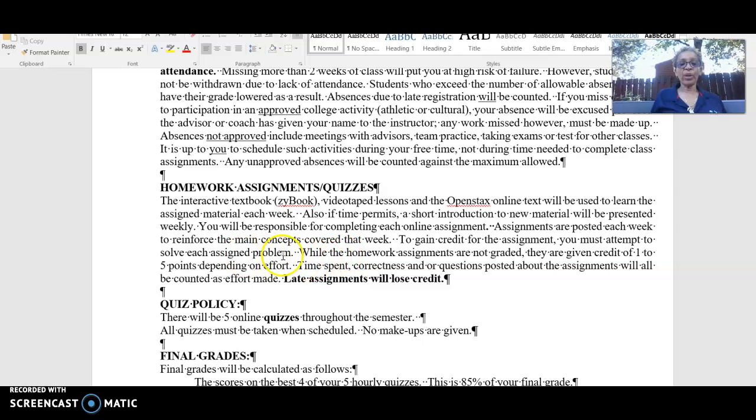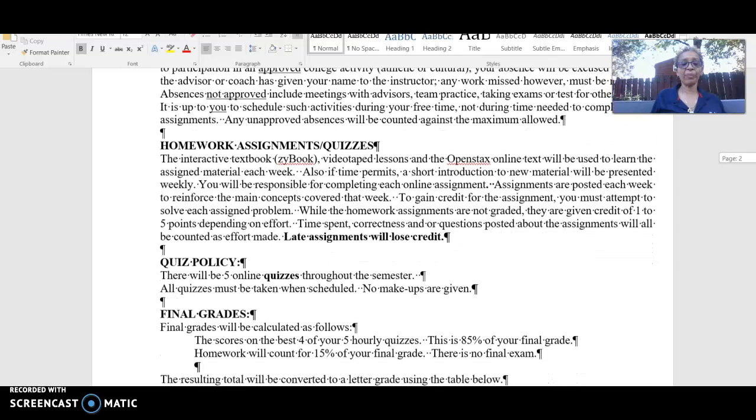All right. So here we talk about homeworks and how you'll learn the information. Late assignments would lose credit, so make sure that you do your work by the end of the week. The weekly assignment should be done by the end of the week, Saturday, 11:59.